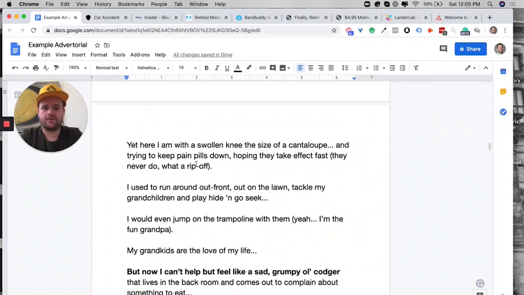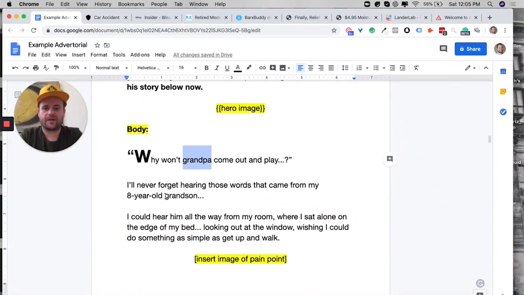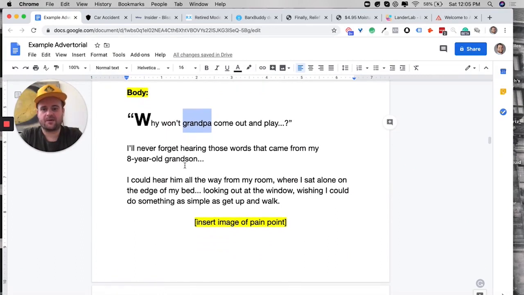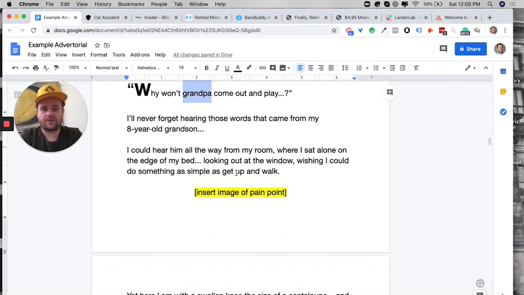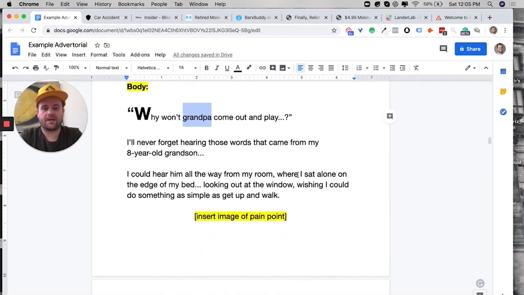This just goes through the pain. Why won't grandpa come out to play? I'll never forget hearing those words that came out from my 8-year-old grandson. I could hear him all the way from the room where I sat alone on the edge of my bed, looking out the window, wishing I could do something as simple as get up and walk again.